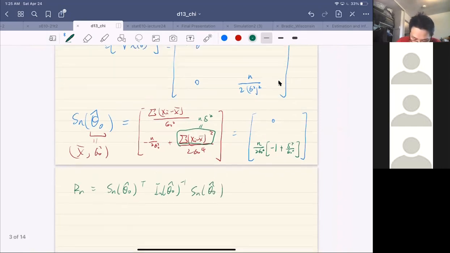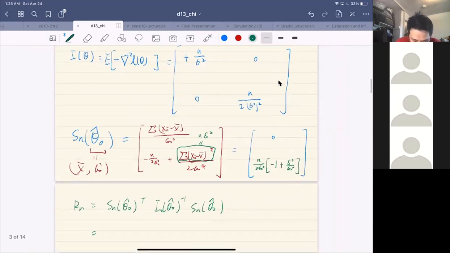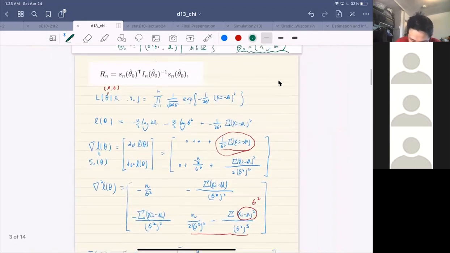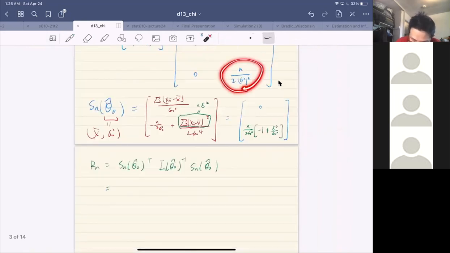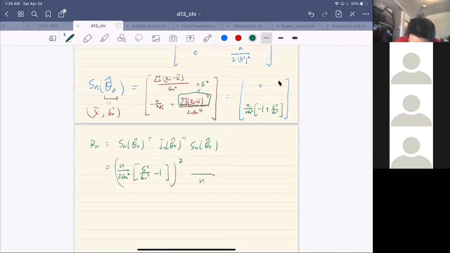Because the first one is needle, that would be easy. So it will be the inverse of this plus the square of this. The inverse of this term is n, so it will be like the n 2 sigma needle square, s square sigma needle square minus 1 square, and the distance is n 2 square.